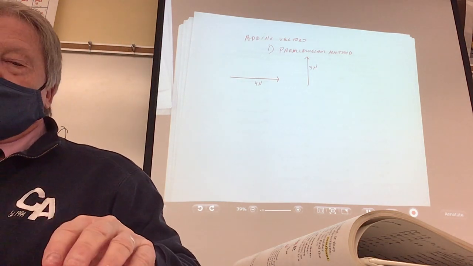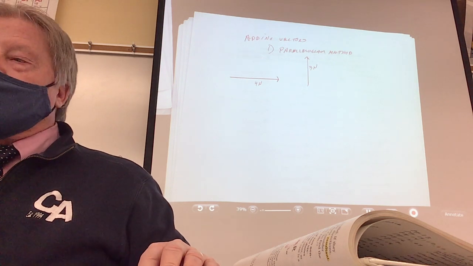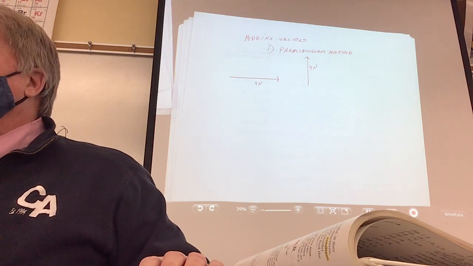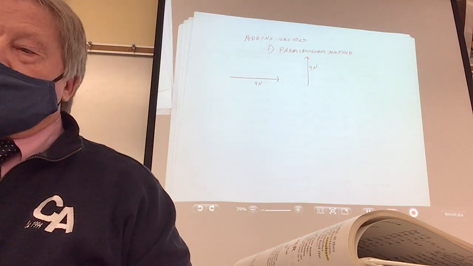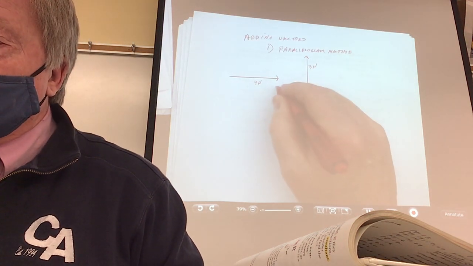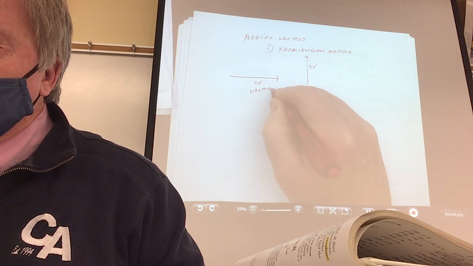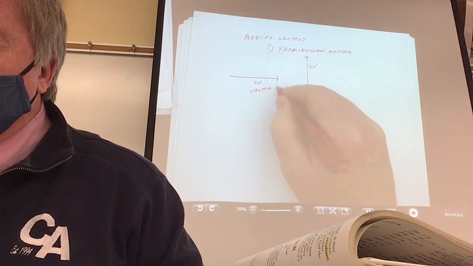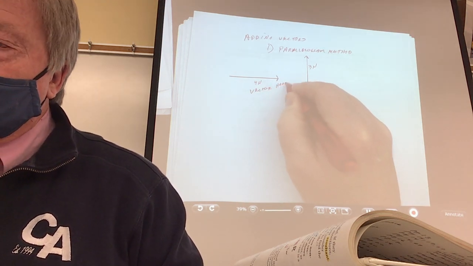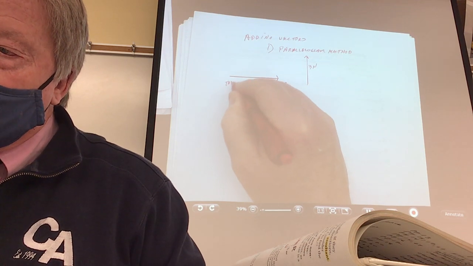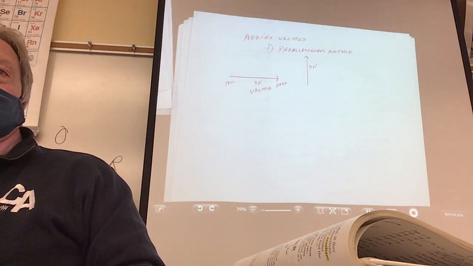And so the next one is, this is the way that the author is going to show you how to do it. They're going to say, and by the way, we need to have a little vocabulary here. This is called a vector. And it's a scale vector. And this is called the head of the vector. And this is called the tail. That's pretty easy, isn't it?